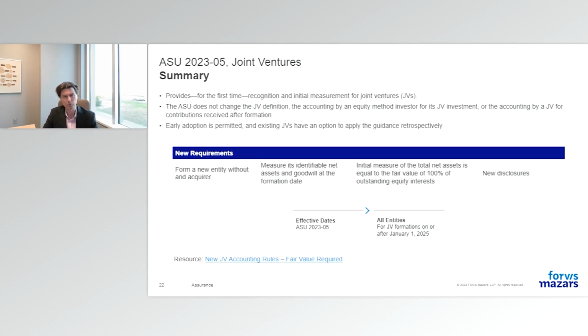So to address this and reduce the diversity that has resulted, the board has decided with this ASU to require that a JV apply a new basis of accounting upon its formation. So that means that the JV is going to recognize and initially measure its assets and liabilities at fair value, with a couple of exceptions. But some things don't change. The amendments in this update don't amend the definition of a joint venture. The accounting by an equity method investor for its investment in a JV does not change, nor does the accounting for a JV and contributions received after the formation. So again, this is just looking very specifically at the formation date.